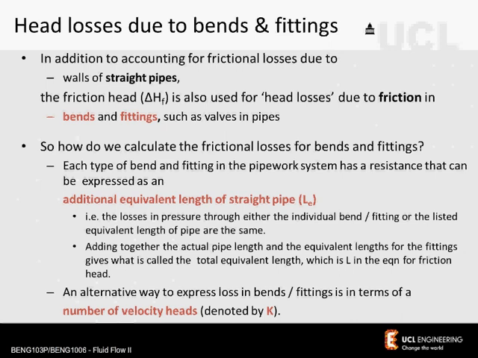Well, each type of bend and fitting in a pipework system has a resistance that can be expressed in one of two ways. Either as a length equivalent, LE, which relates the resistance in the fitting to an additional length of pipe, which can be increased or decreased depending on the kind of fitting and the amount of resistance that it causes, or as a number of velocity heads denoted by the letter K, which is another value which is multiplied by the velocity head in the delta HF term in order to add the additional resistance that extra fittings can cause.